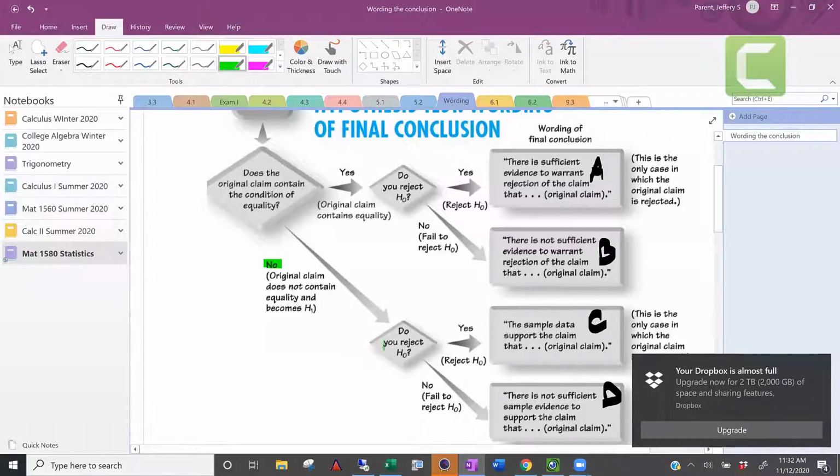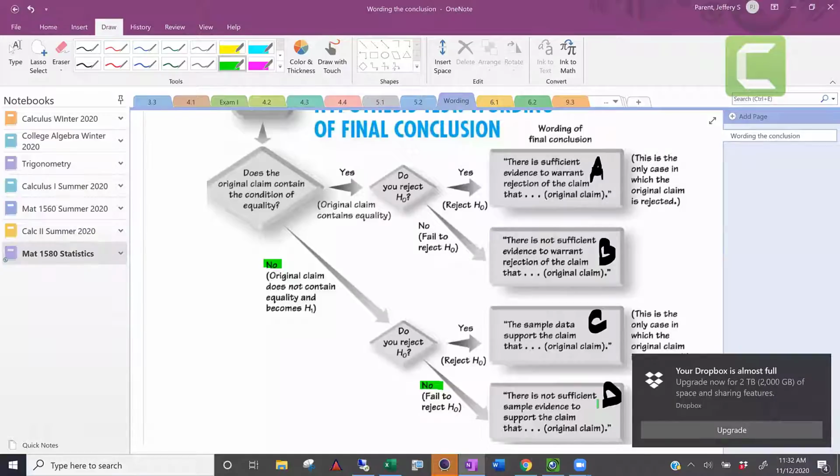Maybe. No, did we reject H naught? I'm sorry. No. No, we did not. So that leads us to D. There's not sufficient sample evidence to support the claim that, and then we're gonna have to put our original claim in words. But let me copy this down first.